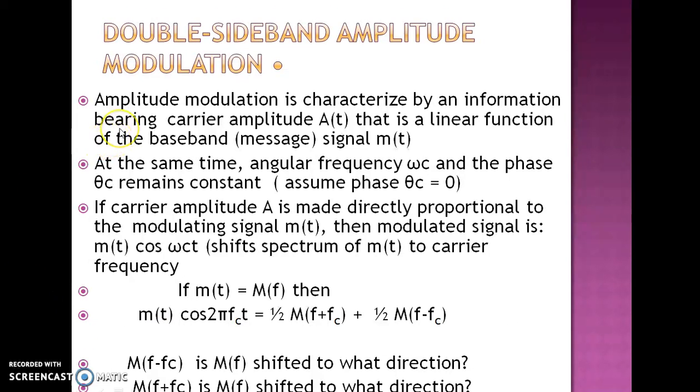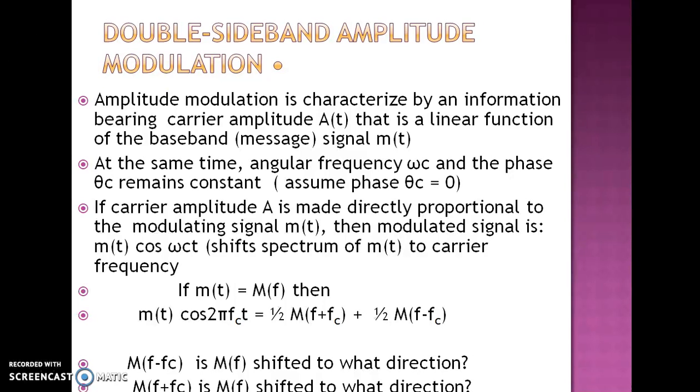Now the double sideband amplitude modulation. Here amplitude modulation is characterized by an information varying carrier amplitude A(t), that is a linear function of the baseband, that is message signal m(t). At the same time, when only amplitude is varying, the other parameters such as angular frequency omega c and the phase will remain constant. So here we are assuming phase is equal to 0.